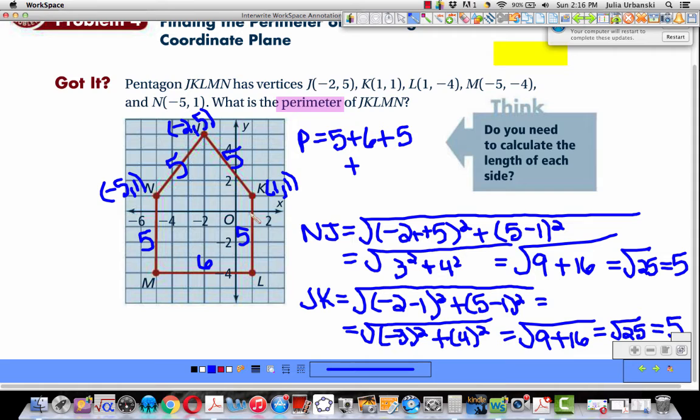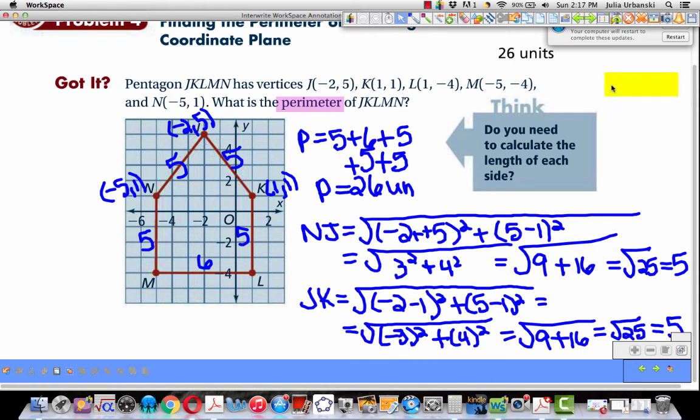Okay, so those are all 5 sides that I need to add together. I already have 5 plus 6 plus 5, so I need to add in plus 5 and plus 5 also. So my total perimeter is 5 and 5 and 5 and 5 is 20. 20 plus 6 is 26 units. You can check my work with your calculator. Got 26 units.